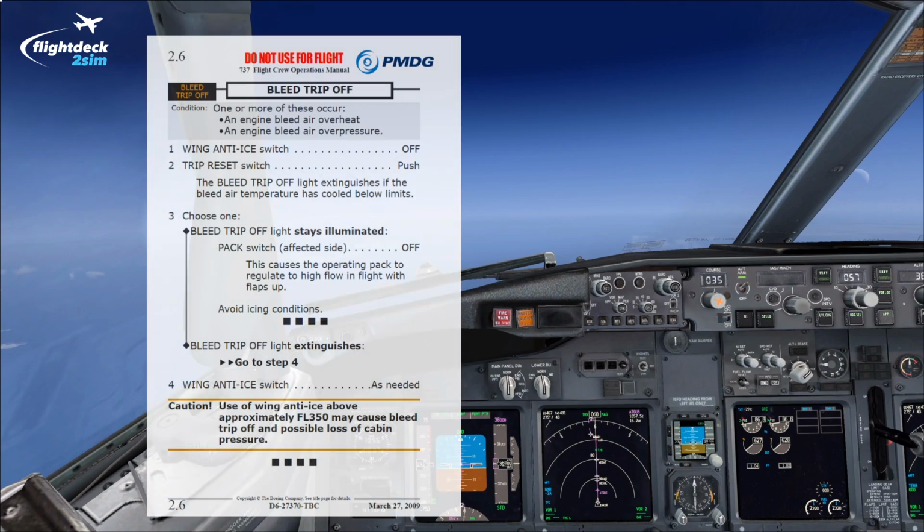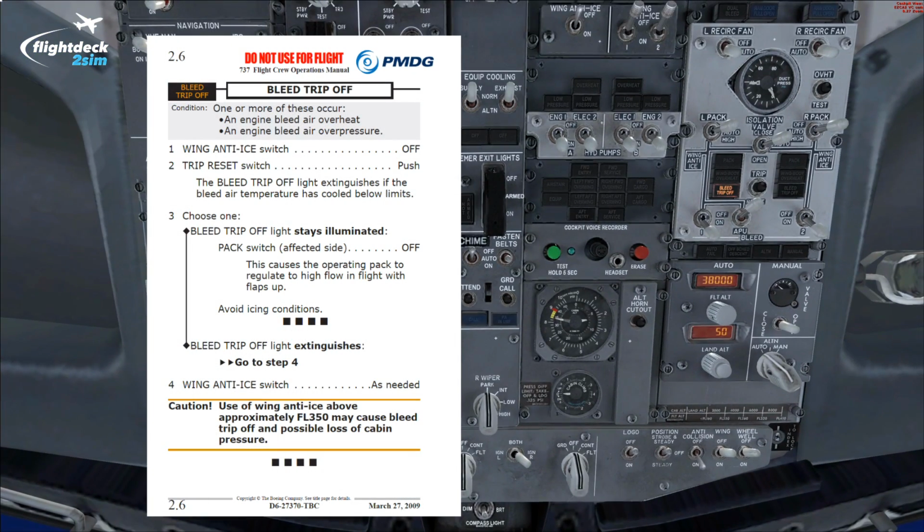So let's have a look at the bleed trip off non-normal checklist. First thing we do is confirm it's the correct checklist and then read the condition, and it says that one or more of these have occurred.